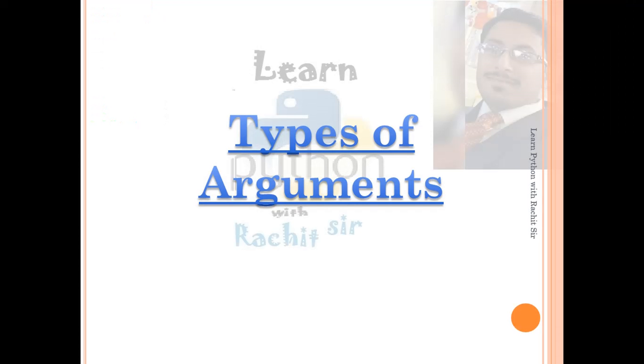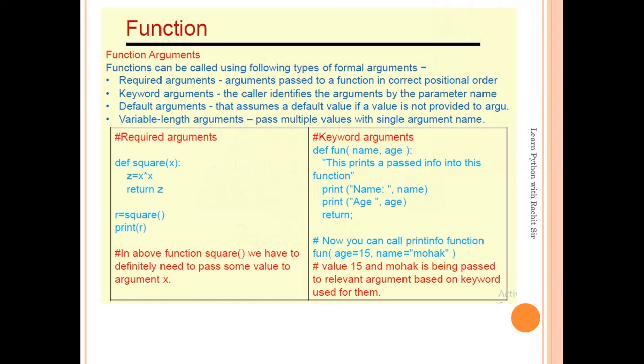Next is types of arguments. So there are four types of arguments in function. First is required argument, second keyword argument, third default argument, and fourth one is variable length argument. So first of all, required argument. It is also known as positional argument. So these arguments are passed to a function in correct positional order.